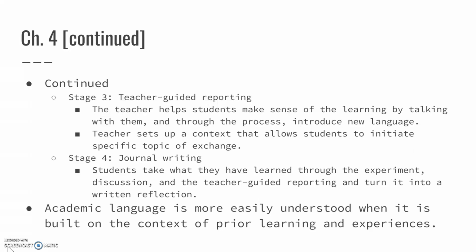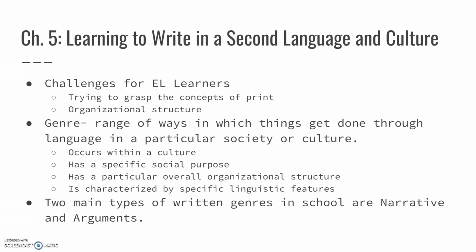So academic language is more easily understood when it is built on the context of prior learning and experiences, and that's why these 4 stages are so important. Chapter 5 is called Learning to Write in a Second Language and Culture, and first we'll talk about some of the challenges that our EL learners may go through while learning to write.